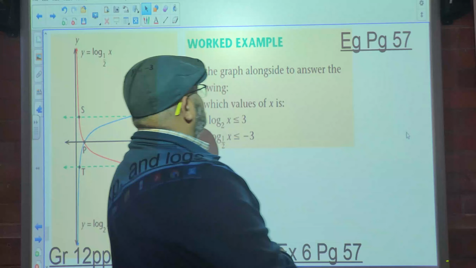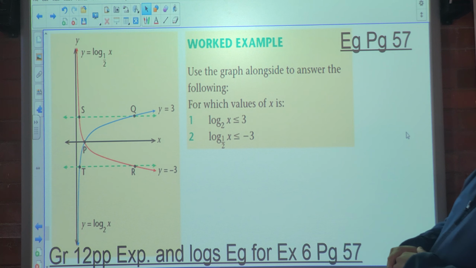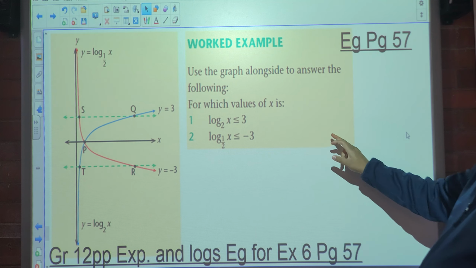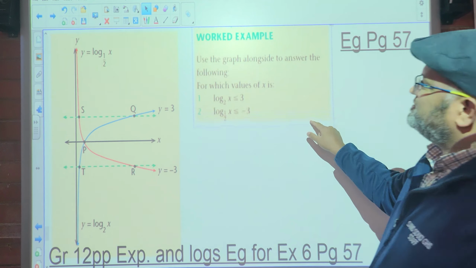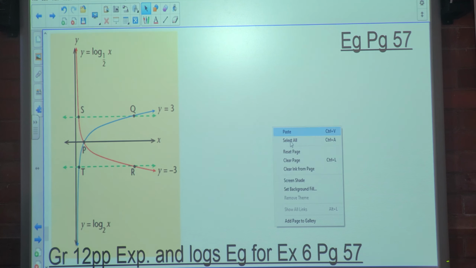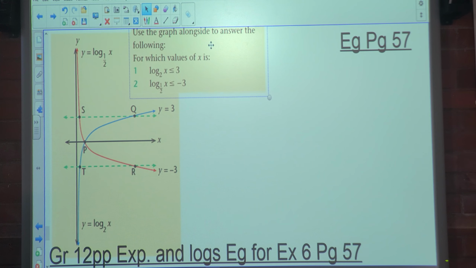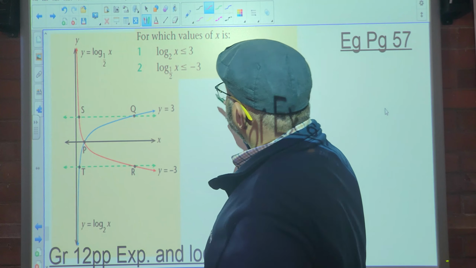Okay, use the graph alongside to answer the following. For which values of x is log x base 2 less than or equal to 3? Or is log x base 2 less than or equal to minus 3? So let's look at the first one. Right, so let's look at number 1.